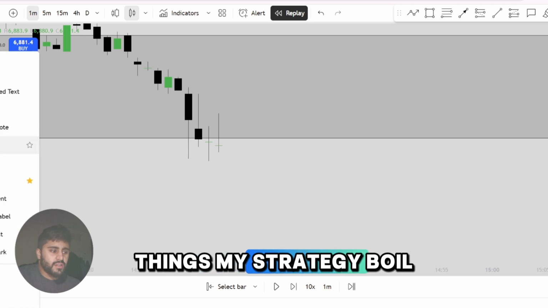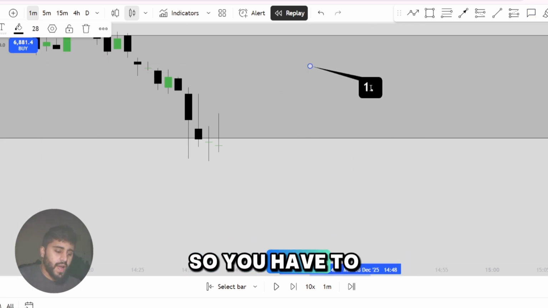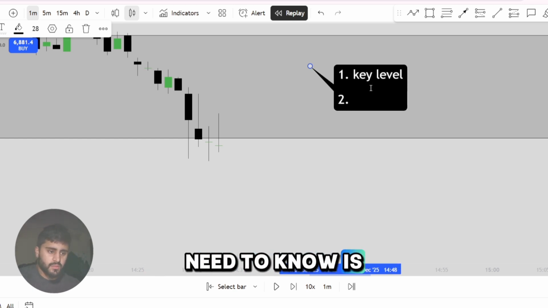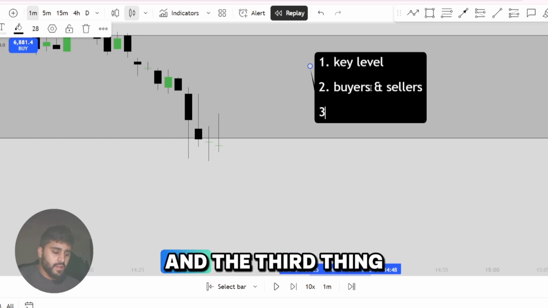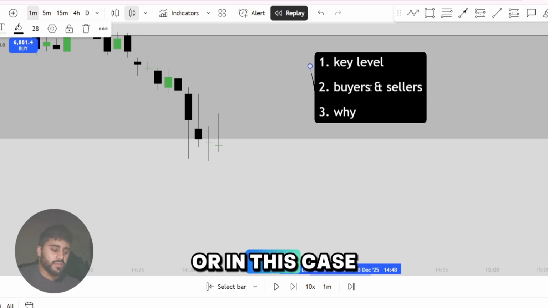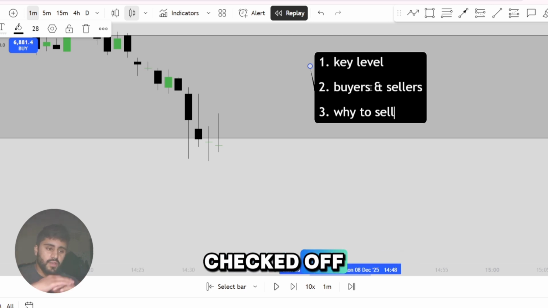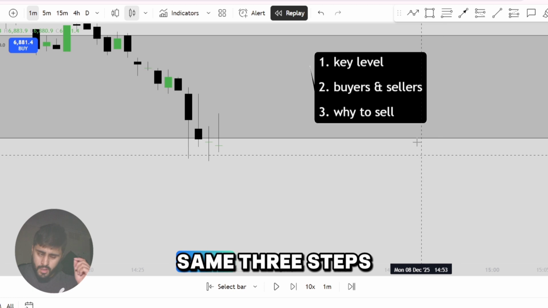My strategy, boiled down, is very simple. What you need is a key level. You have to see price tagging into a key level. That's the first thing. The second thing is you need to know what buyers and sellers are doing, right? And the third thing is you need to know why to buy, or in this case, why to sell, right? So what was going on? If you have these three things checked off, that's basically every trade I take. Win or lose, doesn't matter. They all follow the same three steps.